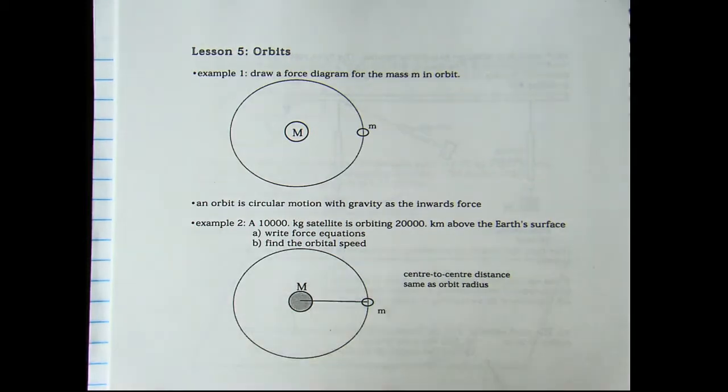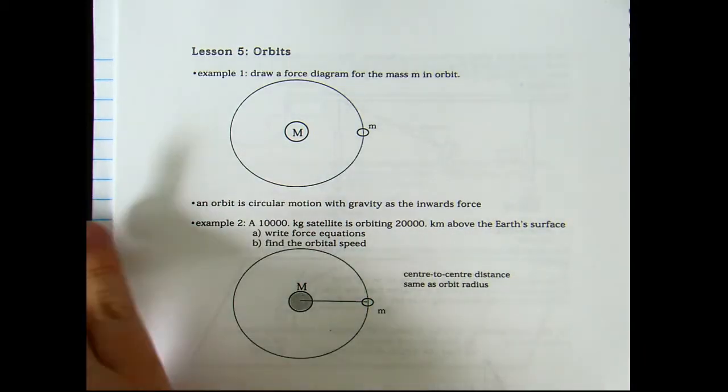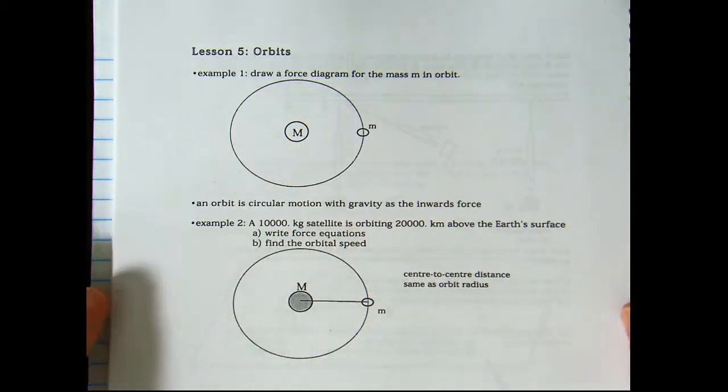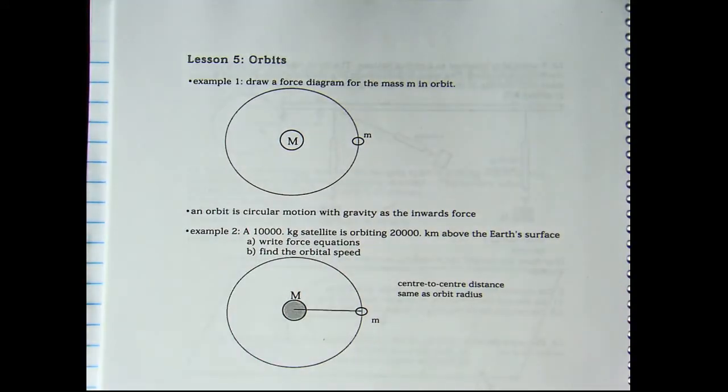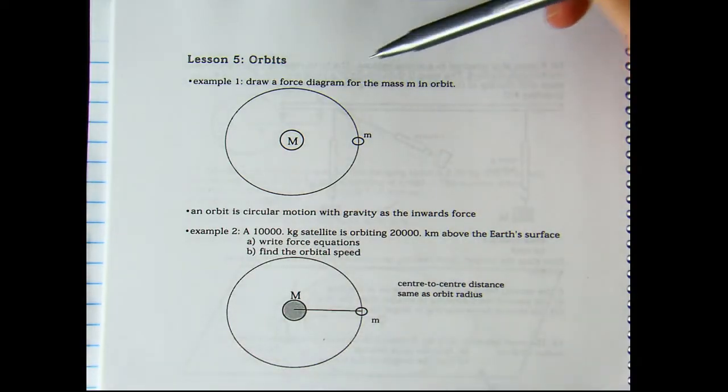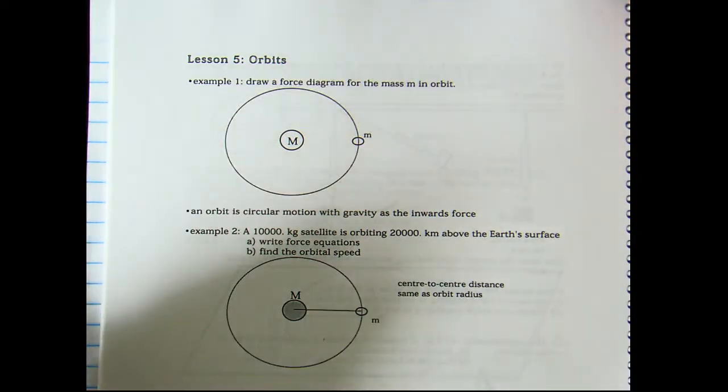Okay, so the reason that we look at universal gravitation in a unit on circular motion is because it leads really quite nicely to this idea of orbit. We're going to draw a force diagram for mass m in orbit around some planet.